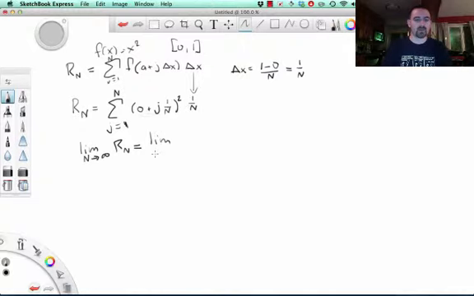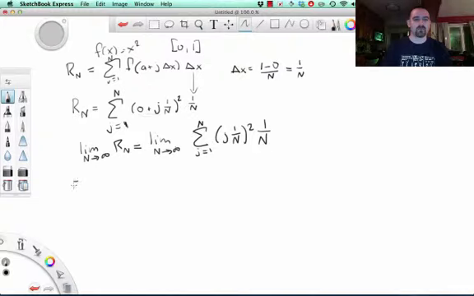So the limit as n goes to infinity of the sum, j going from 1 to n of, now a was just 0, so it's going to be j times 1 over n, squared, times 1 over n. Okay, so I'm going to simplify this here before I take my limit.